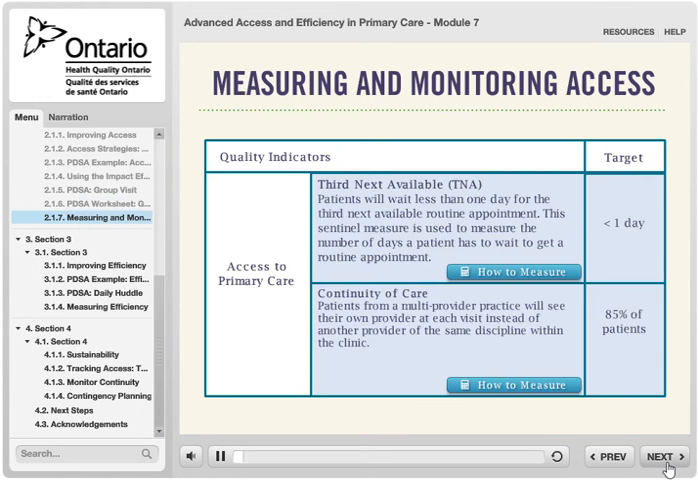As you complete your PDSA cycles to test changes you are making, consider the target you are trying to reach. A third next appointment of 0 or 1 is a target that indicates appointments are available to patients on the same day they call in or the next day.